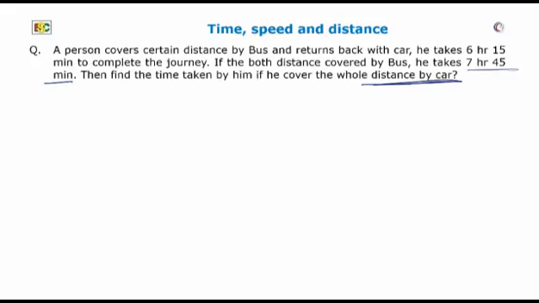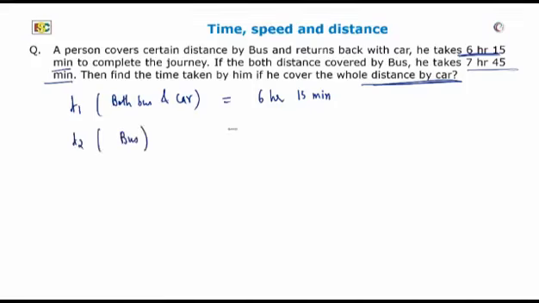In this question it is given that a person takes 6 hours 15 minutes to complete the journey by both bus and car. It means time taken by both bus and car is equal to 6 hours 15 minutes. But when the same person takes only bus, he covers the distance in 7 hours 45 minutes.